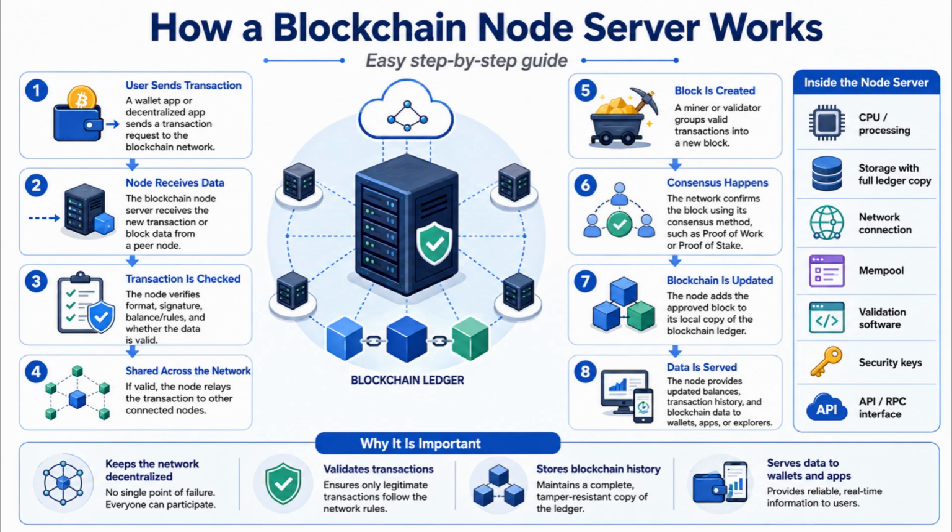Then, if the transaction is valid, the node shares it across the network with other connected nodes. In this way, the information spreads from one node to another, allowing the whole decentralized network to become aware of the new transaction. As a result, many nodes can independently review the same data.